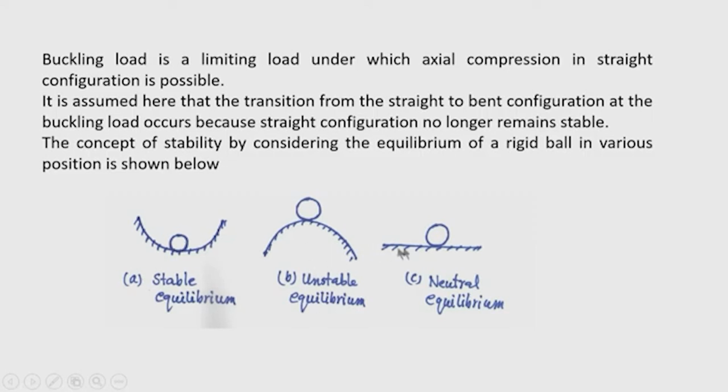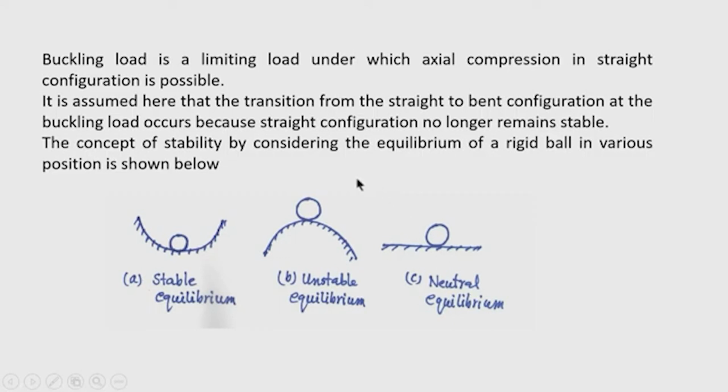Then there is another position, a neutral equilibrium position. Say, consider a plane surface where the ball is placed, and if it is displaced to a certain position, it will remain at the new position. So, this is what is a neutral equilibrium position.